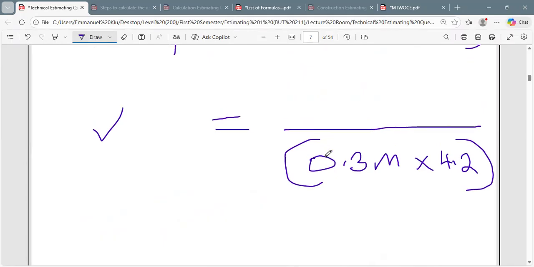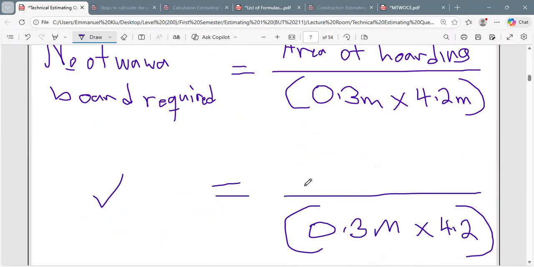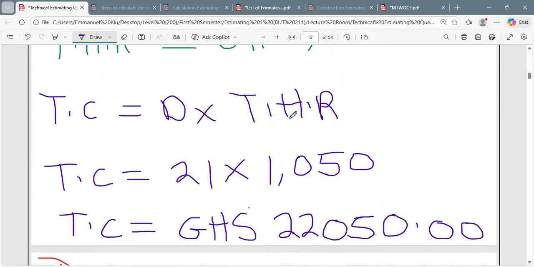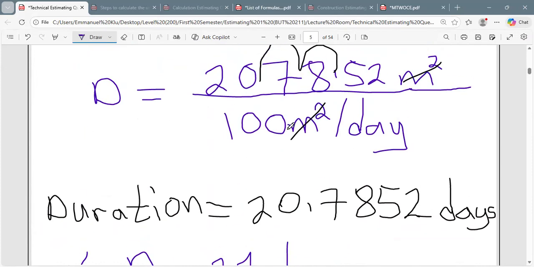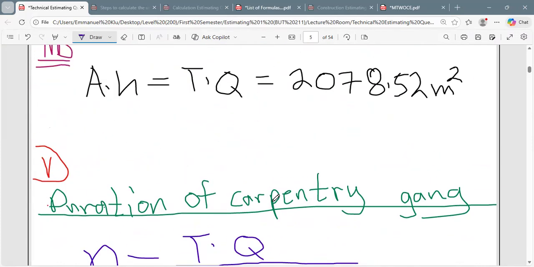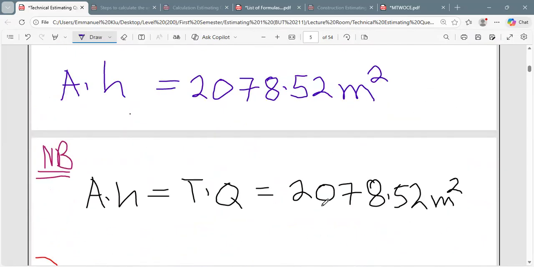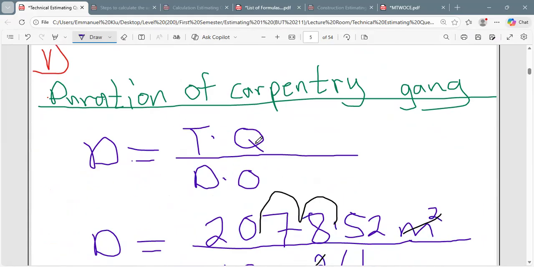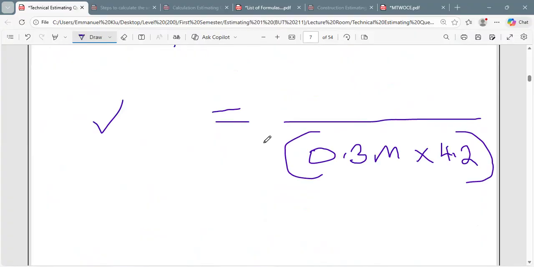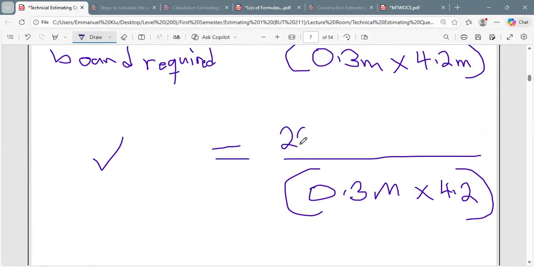Okay. So the total quantity we are using, you already know. This is it over here. This is the total quantity we are using, 2078.52. This is the one we are using. 2078.52 meter squared.